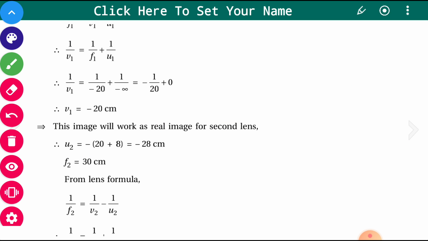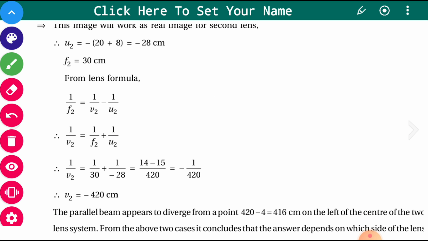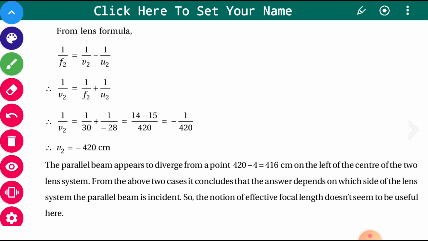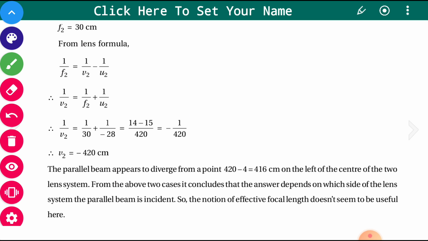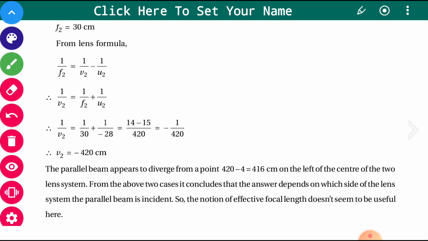Now using the lens formula for the second lens, 1/f2 = 1/v2 - 1/u2, we just substitute the values. f2 is 30, and u2 is minus 28. Simplifying, you will get v2 as minus 420 centimeter. So the parallel beam appears to diverge from a point 420 minus 4, with the midpoint subtracted, that is 416 centimeter on the left of the center of the two-lens system.